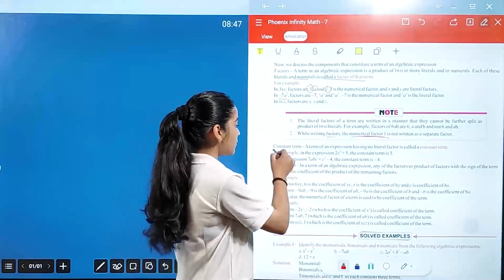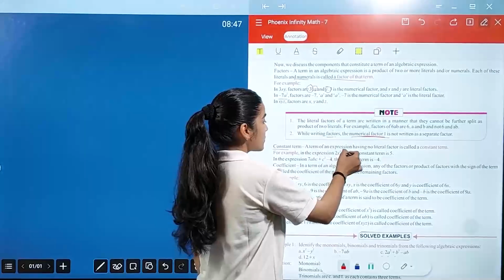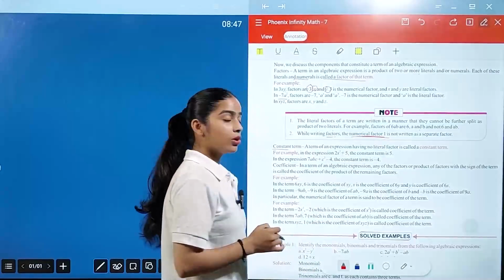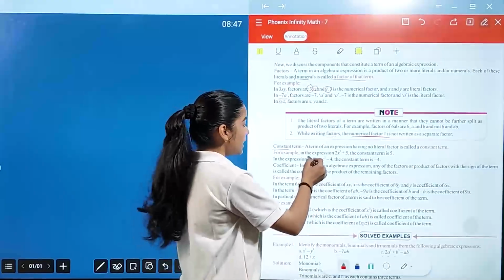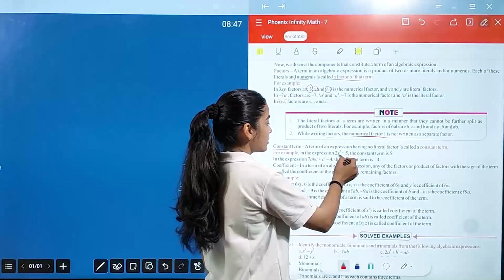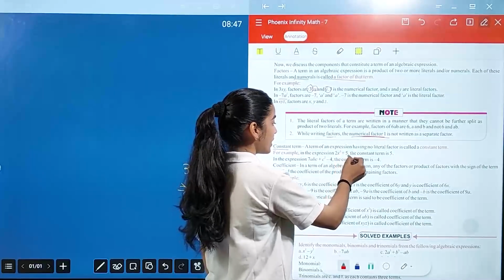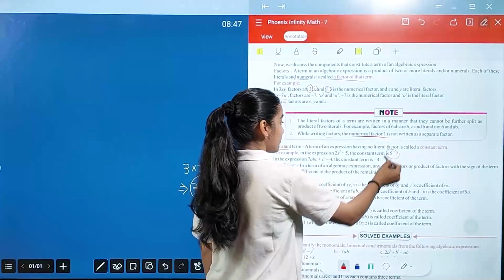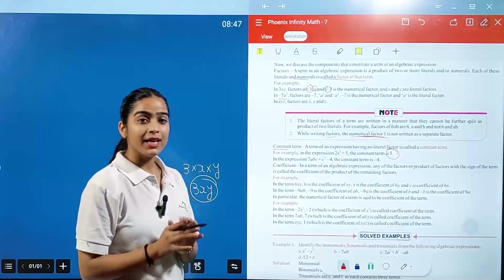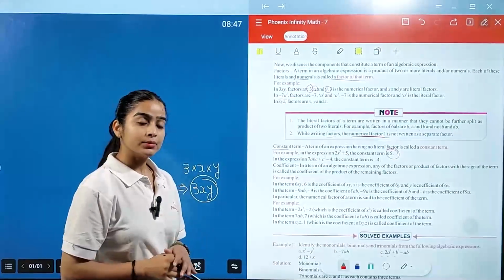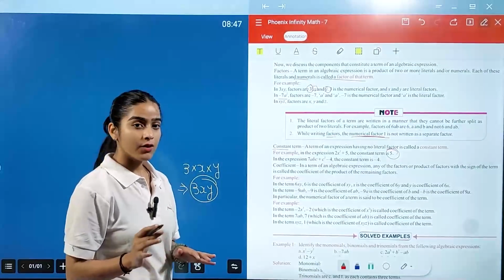Now we have the constant term. A term of an expression having no literal factor is called a constant term. For example, in the expression 2x raised to the power of 2 plus 5, the constant term is 5. In the 5, we don't have any literal. A constant term means we are not using any alphabet with it.